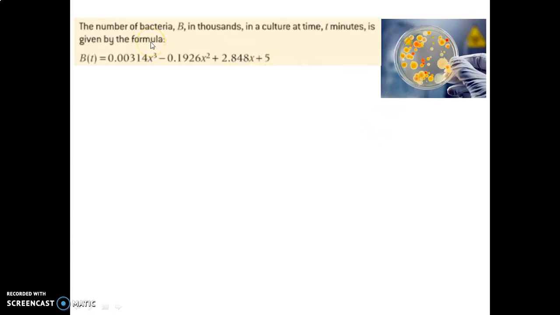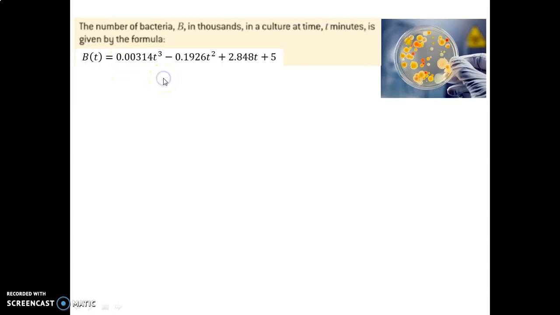So let's say we have this situation. The number of bacteria, B, in thousands, in a culture at time t, minutes, is given by this formula. Okay, so here we have our formula. Again, B produces the number of bacteria and the input is time in minutes. So as you input some minute value in there, this equation will produce the number of bacteria in thousands.